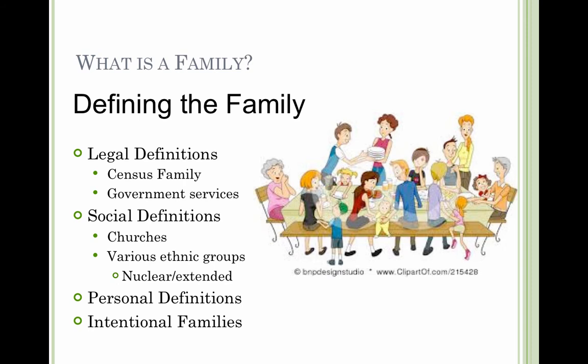And then the other form is what's called extended family, and this is basically a nuclear family, but it also includes relatives, grandparents, aunts and uncles that could live under the same house and the same roof. Now we also have personal definitions. And these definitions of family might include close friends that we consider to be family members. They aren't family members by blood or by marriage, but they are family members by definition, by relationship and how we feel about them.